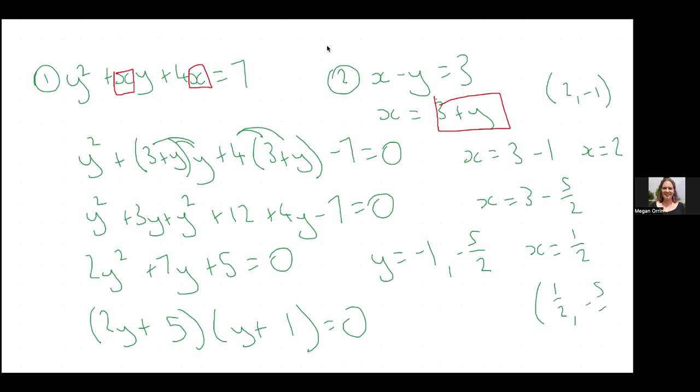All right. So my two different solutions to this. Actually, let's use a different color. All right. So those are my 2 points of intersection.